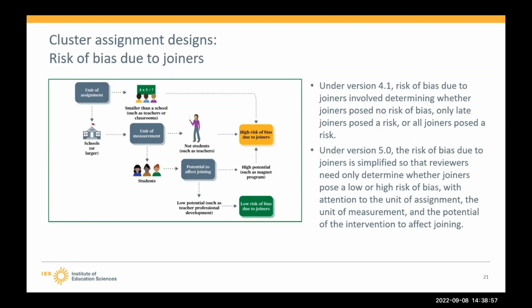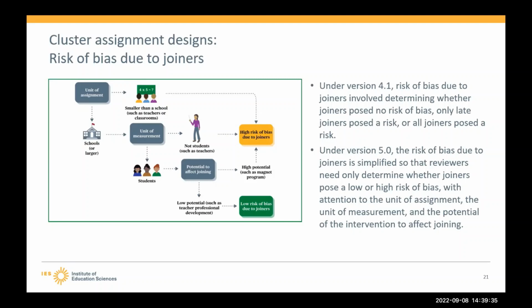However, if the unit of assignment is at the school level, but the unit of measurement is at the teacher level, the risk of bias due to joiners is likely high due to the non-random placement of students within teachers' classrooms. So when reviewers are determining the potential of an intervention to affect joining as part of this assessment, reviewers will consider 2 questions. So first, are those with the ability to manipulate enrollment aware of the intervention, and could that knowledge plausibly influence placement decisions? And then second, is it relatively easy to join a study cluster after random assignment?